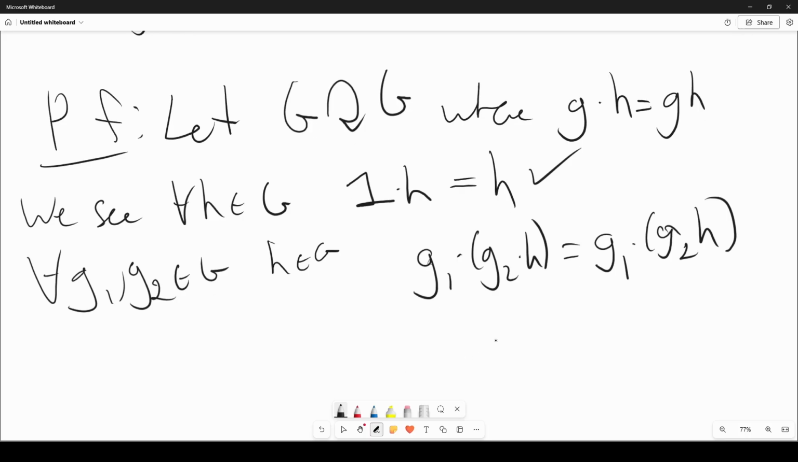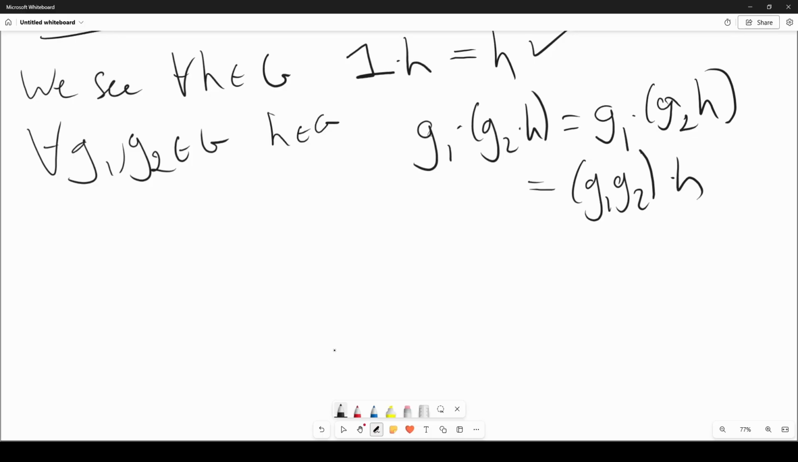But since groups have associativity, this is the same as G1, G2.H. And this is just exactly how we want it. So that proves that group action law. So this is a group action. Namely, it's one from a group to itself. And so we can analyze what the action homomorphism is.